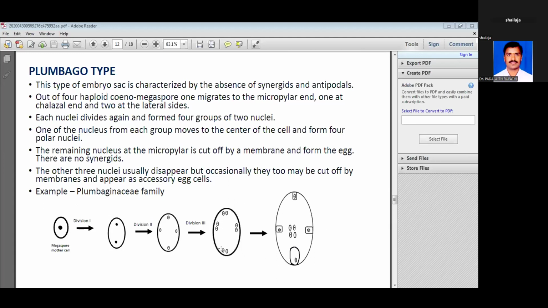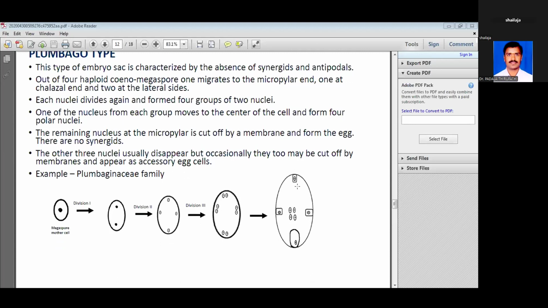One nucleus from each group moves to the center of the cell and forms the secondary nucleus. See here, from the 4 sides, one comes to the center, that is the secondary nucleus. The secondary nucleus is formed as 4n. So this is the Plumbago type. In this mature embryo sac, this is the egg cell, this is the polar nuclei, and these are the antipodals.